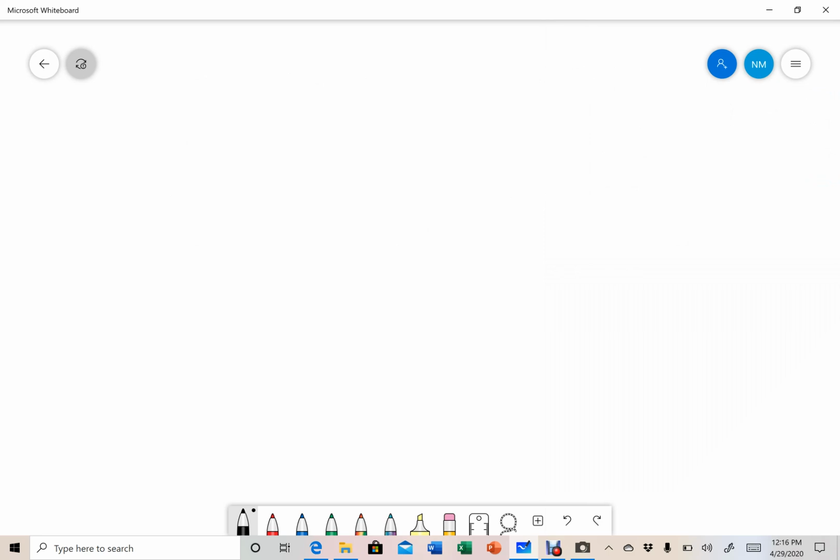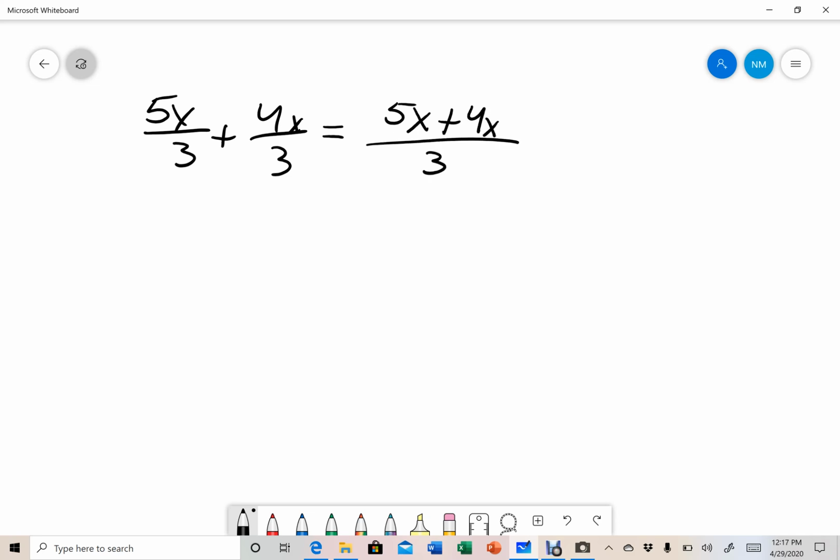For our first example, we've got 5x over 3 plus 4x over 3. We already have our common denominator of 3. Remember, when we're adding and subtracting, we must have a common denominator before we can add and subtract anything. These already have a common denominator, so all we're doing is placing them into one fraction. We put both of them over the same denominator, then add our numerators together. So we've got 5x plus 4x is 9x over 3.